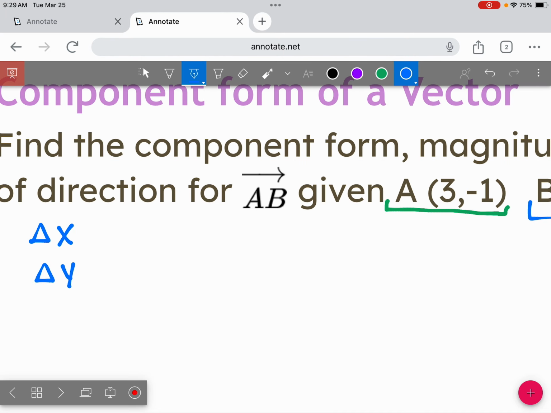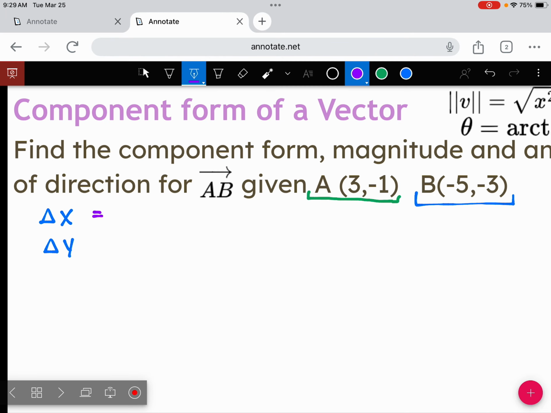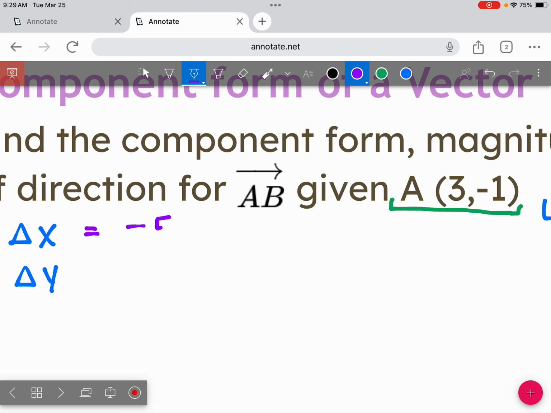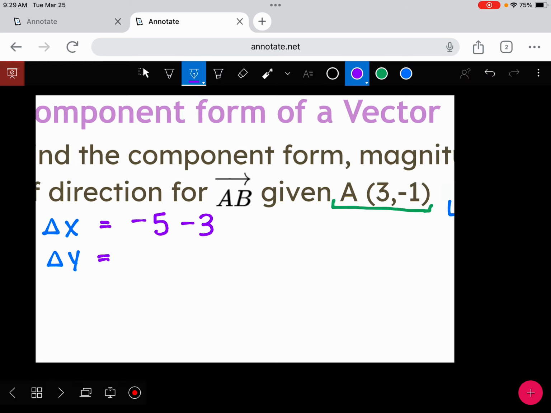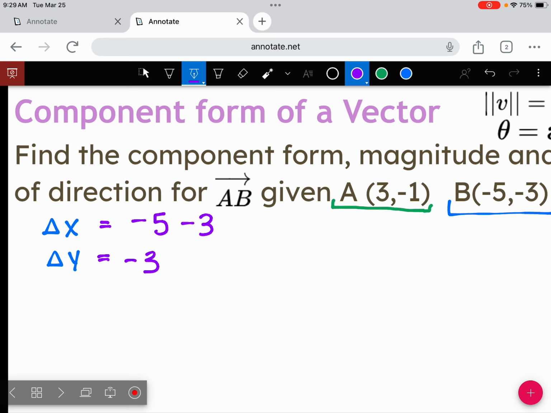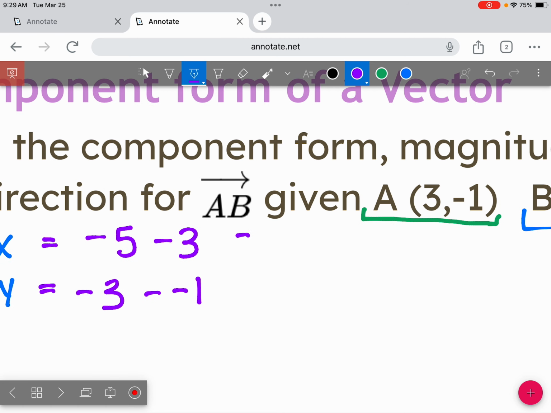So for our x's, we need to take just our x pieces. So our -5 minus 3 and our -3 minus -1. So we got to find the change in the pieces. So what is the change in the x's? -5 minus -3. -8. What is our change in the y's?